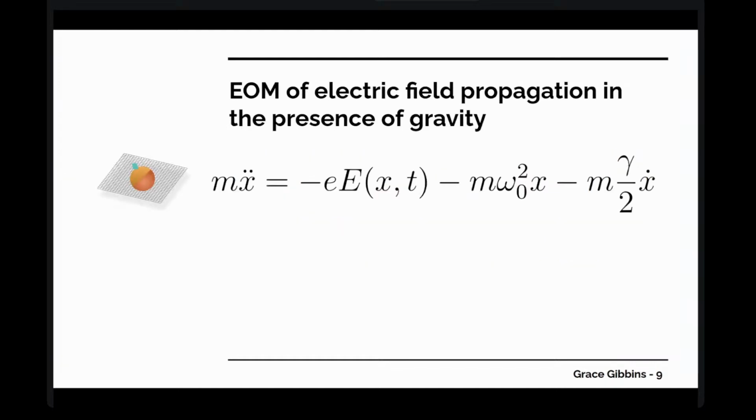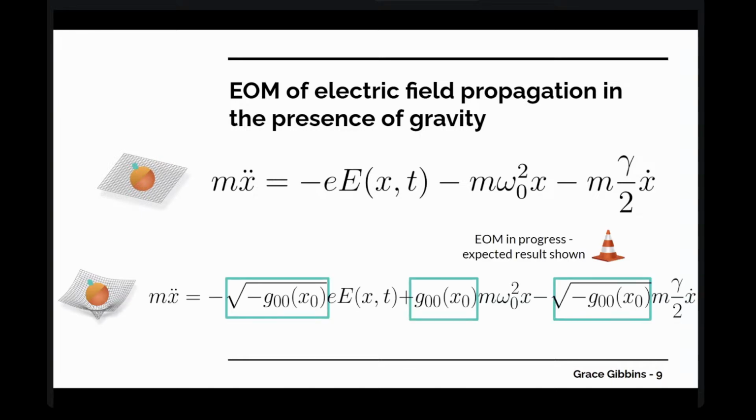From before, this is our equation of motion in flat space-time, just in the general case. And then this is our expected equation of motion in gravity. I'm currently working on this calculation. But this just goes to show that this redshift factor relating our proper time to our coordinate time is showing up in each of the different force terms.